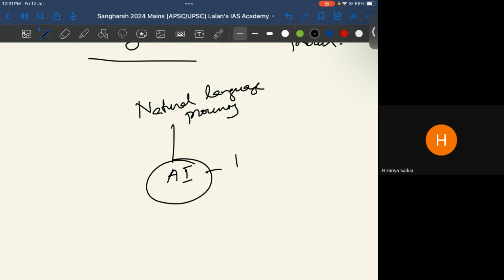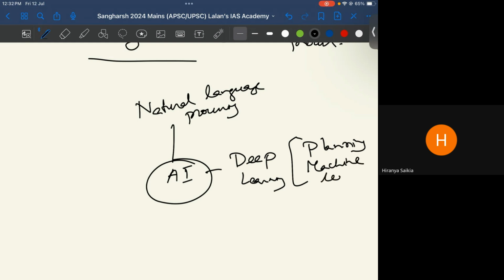Then there is the idea of deep learning. What is deep learning about? It is about planning, it is about machine learning, based on the information it is able to solve it. Then robotics, we know about robots, how robots are replicating, or you are creating artificial bots to replicate human action.